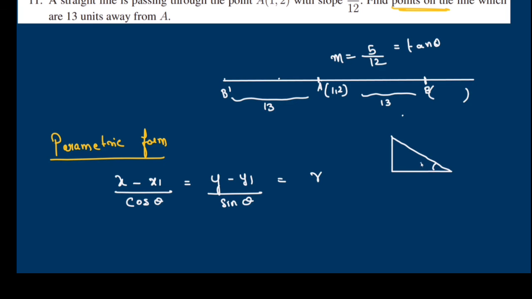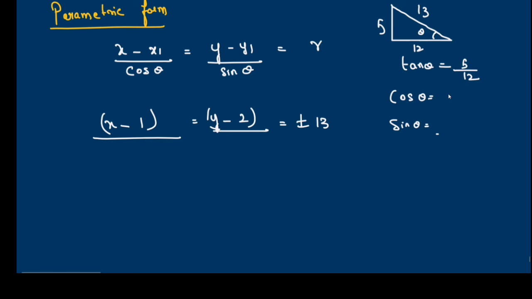If this is theta, tan theta is 5 by 12. So that means this is 5, this is 12, this is 13. Now tell me, cos theta is 12 by 13. What is sin theta? 5 by 13, opposite side. So cos theta here is 12 by 13. Sin theta is 5 by 13. Now you can divide throughout by 13. So what do you get now?